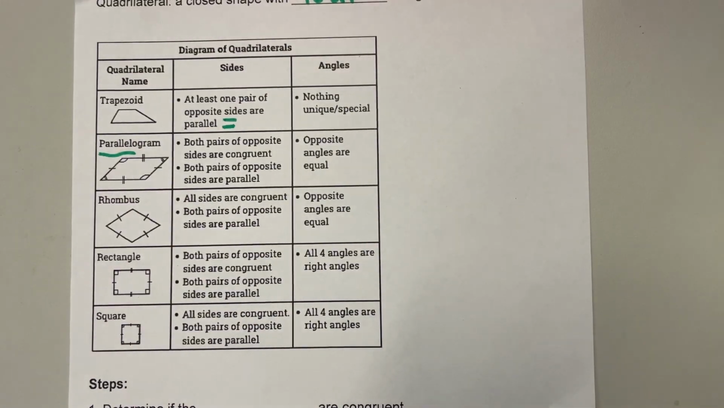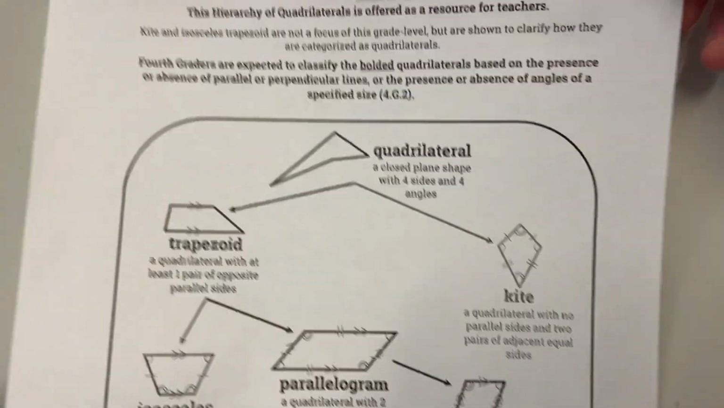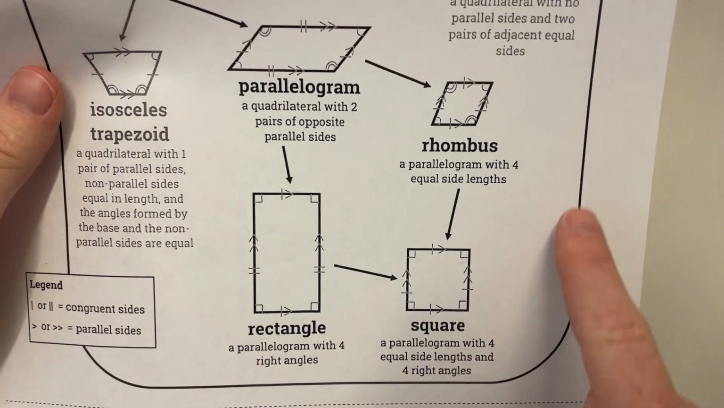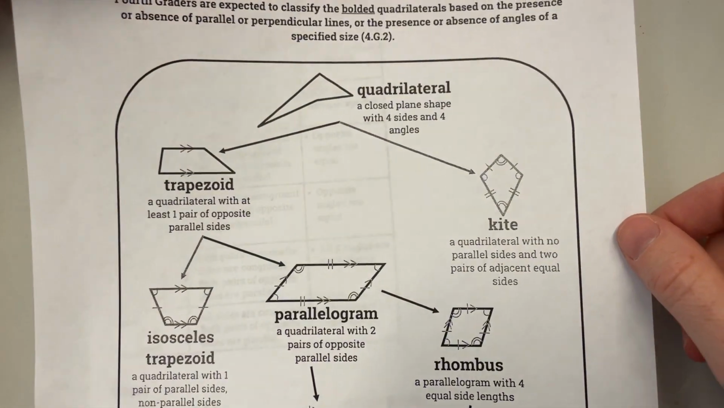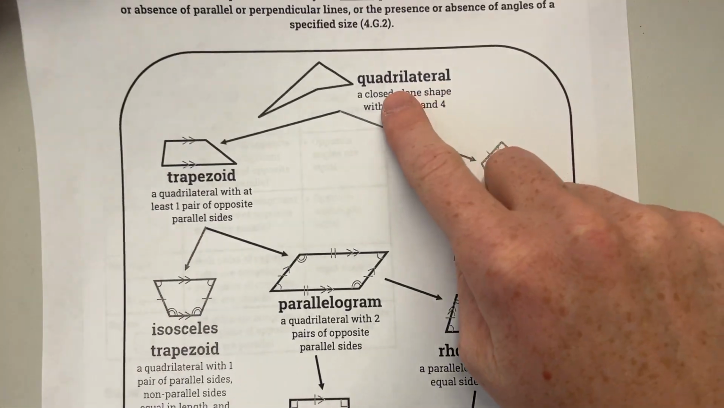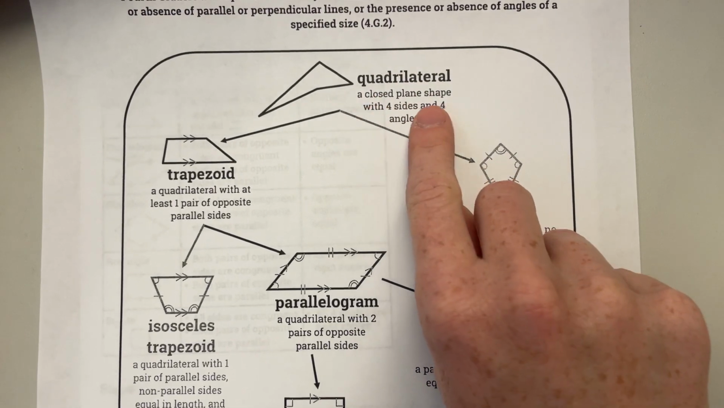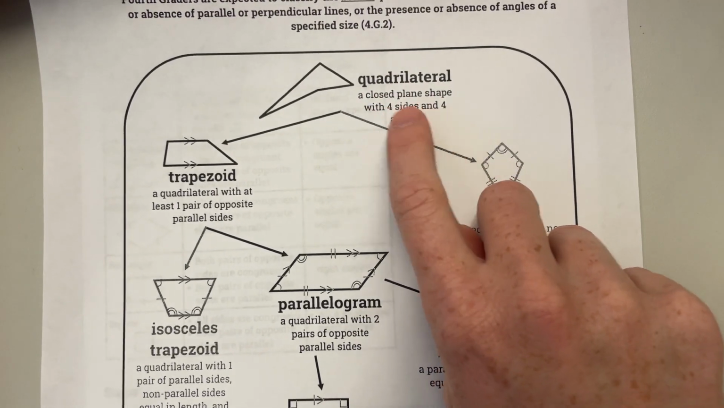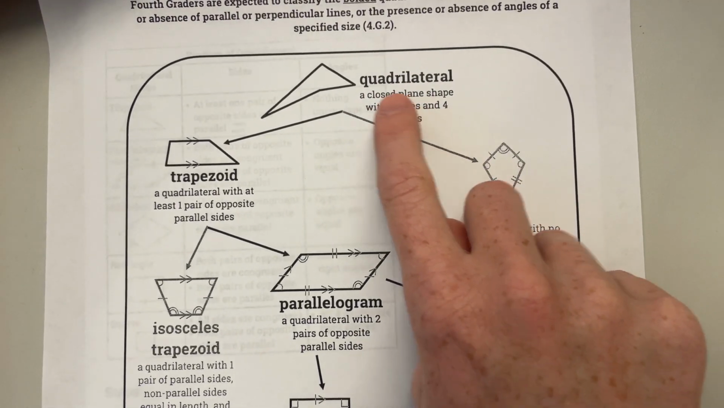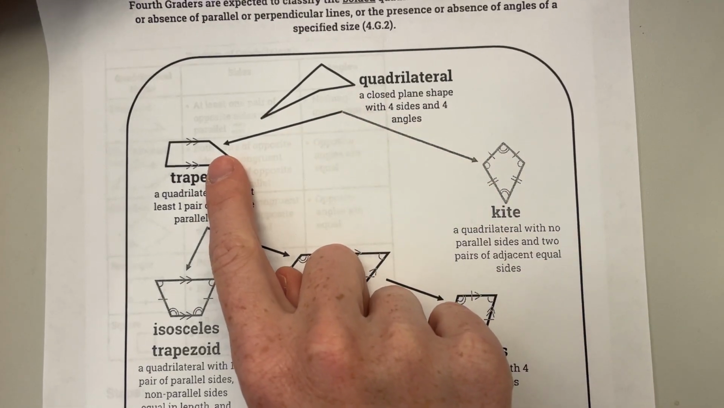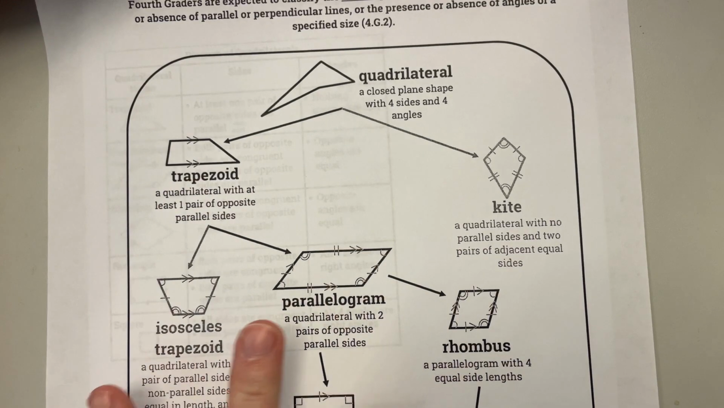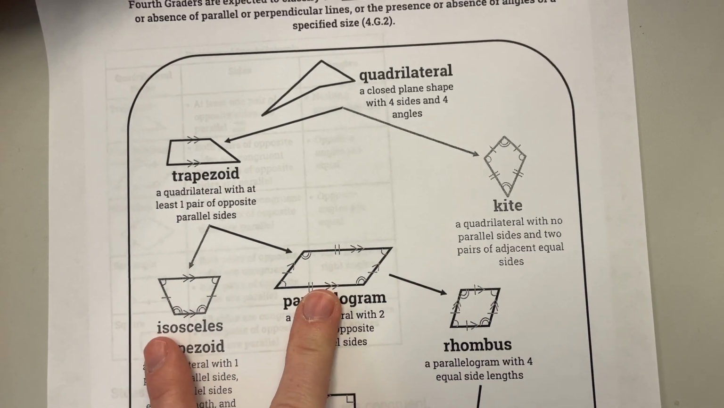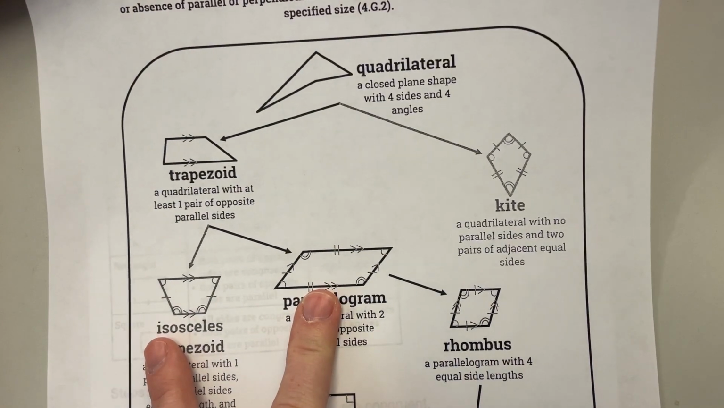Okay, I have a hierarchy sheet that was given to you. We're going to cut out on the solid black line, and this just helps us identify shapes. So a quadrilateral is a closed plane shape with four sides and four angles. We just talked about it, and we went down the hierarchy of the trapezoid earlier. We talked about what a trapezoid is. We did not talk about the isosceles trapezoid that gets more specific.